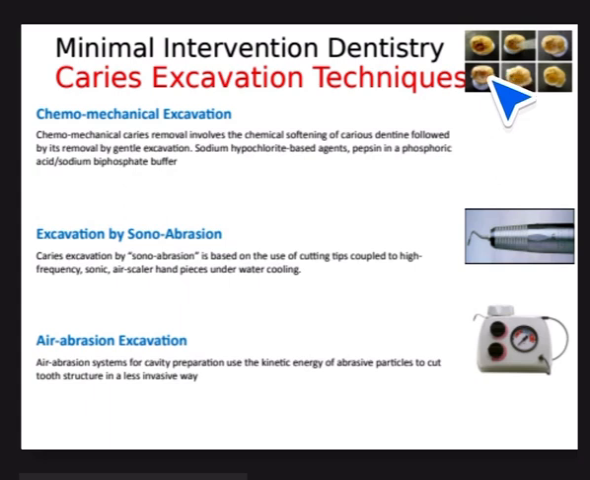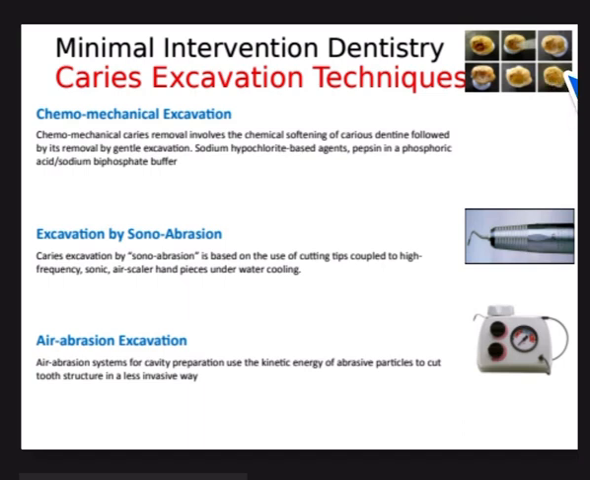You do not need a handpiece or a burr. You remove it by a spoon excavator, very gently. And you remove only the infected dentine. The dentine becomes soft. And these are usually sodium hypochlorite based agents, pepsin in phosphoric acid, sodium biphosphate buffer. So this is called chemomechanical excavation. You make the dentine soft with a chemical, and then you use a simple spoon excavator to gently remove the dentine. Did you remove any healthy tissue here? No. See this? Dentine became soft, and here is the cavity finally.